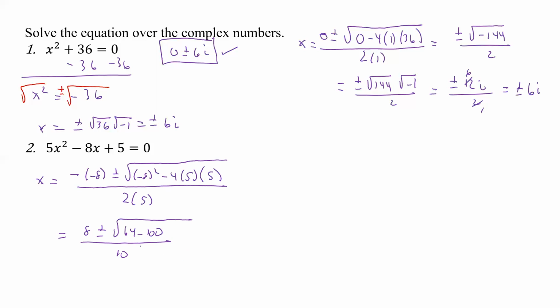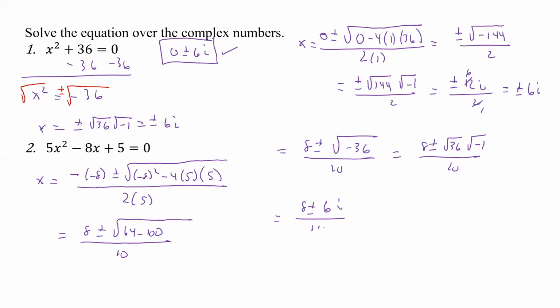Okay. Now this one we don't know. We didn't do it another way. So whatever we get here is basically what we're going to get. So let's go ahead and simplify that. That's going to be 8 plus or minus the square root of 64 minus 100, which is negative 36, over 10. And so this is really 8 plus or minus the square root of 36 times the square root of negative 1, over 10. And so then that equals 8 plus or minus 6, that's i, all over 10.